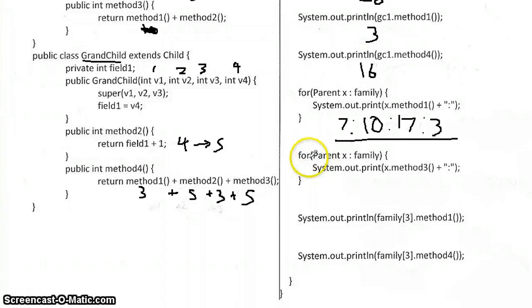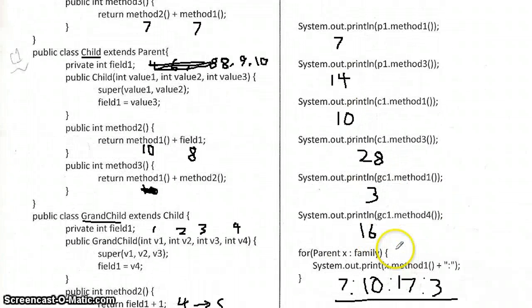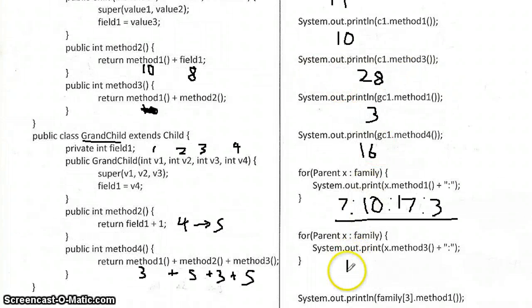And we have another loop here, for each, again. So basically we run method 3 of all the objects in order. So method 3, we've established that P1.method3 is equal to 14. We can plug this in right here. And we've done a method 3 on C1, 28, so we can put that in over here.